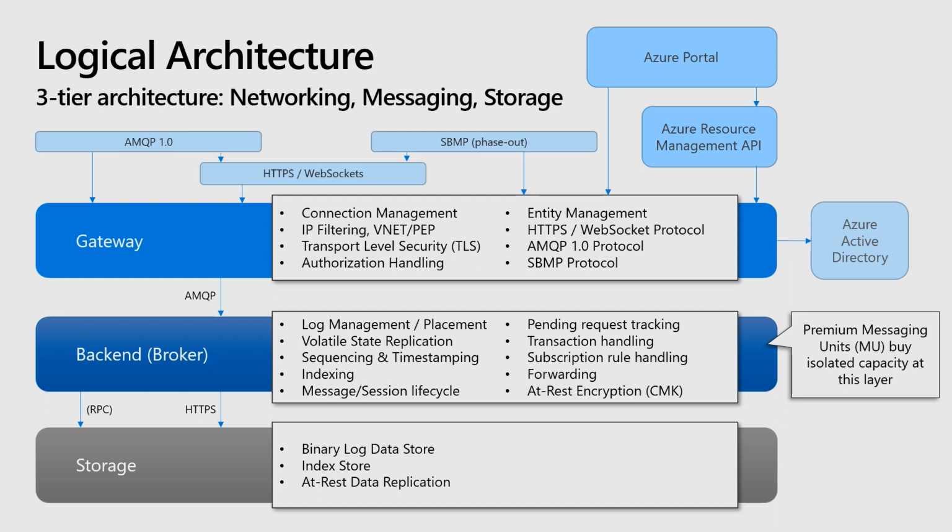There are three layers. The first is the gateway. The gateway takes care of the connection management. It also does IP filtering, VNet management, and private endpoint support, which means all the networking features happen there. It does terminate transport level security, but transport level security is used all the way through the backend too, while the external TLS termination happens at the gateway.